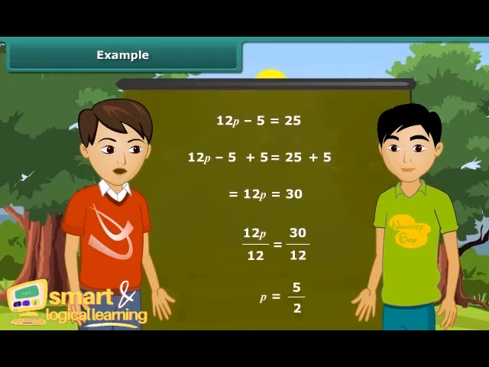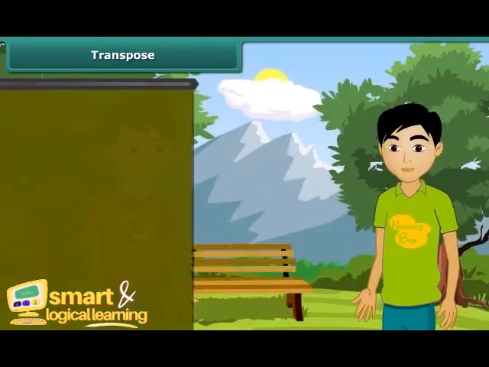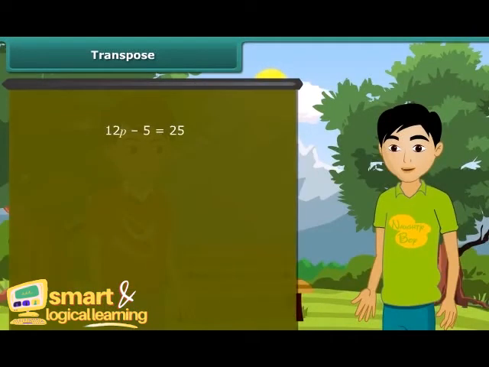What is transposing? Come, I'll explain you. Transposing means changing side. For example, in this example, we have changed the side of 5. And when we transpose any number, we change its sign. Plus becomes minus. Multiplication becomes division. And now by transposing 12, p becomes 30 divided by 12, which is equal to 5 upon 2.